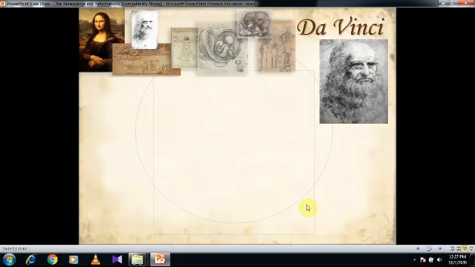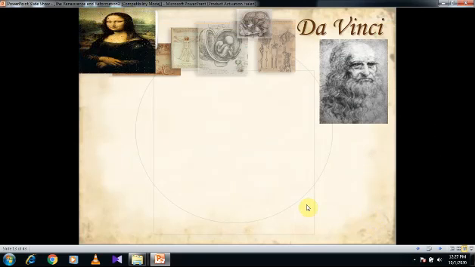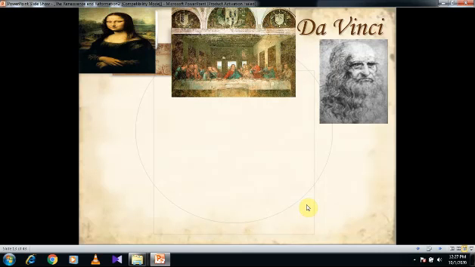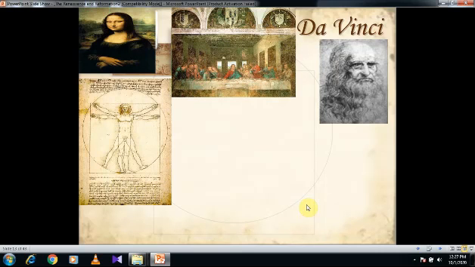This is Da Vinci, or a painting of Da Vinci. This is the Mona Lisa. This is his painting, The Last Supper. This is another painting called The Vitruvian Man. It described the angles and proportions of a human body. The Vitruvian Man was in the movie The Da Vinci Code.